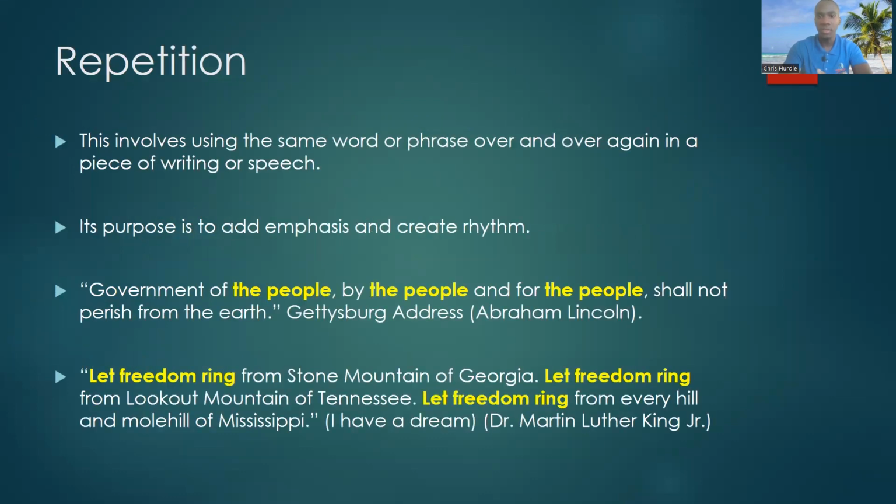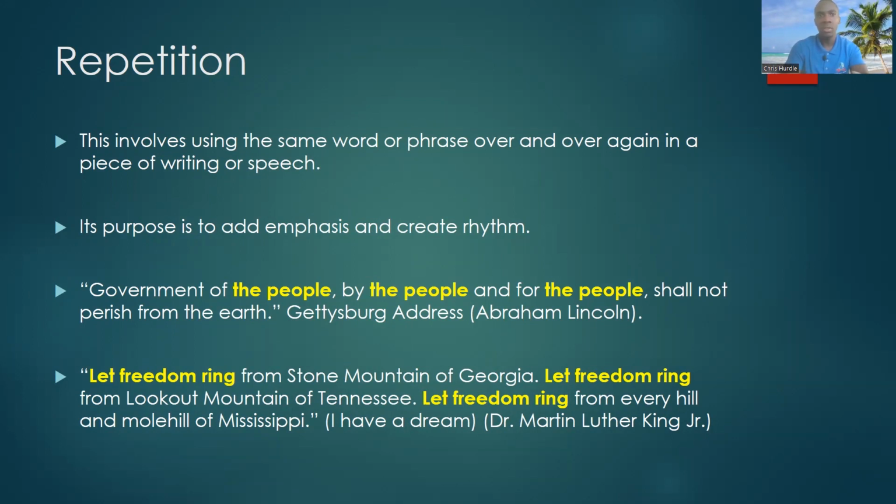Now we come to repetition. Okay, alliteration deals with initial consonant sounds. Assonance deals with repetition of vowel sounds. Now, repetition involves using the same word or phrase over and over again in a piece of writing or speech. So repetition is going to involve speeches or forms of writing, right? And it involves the repetition of a word or phrase.